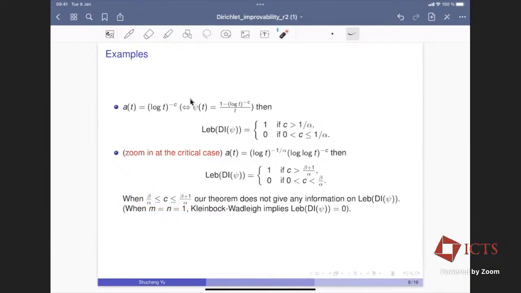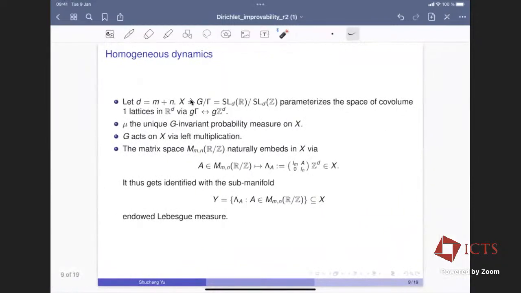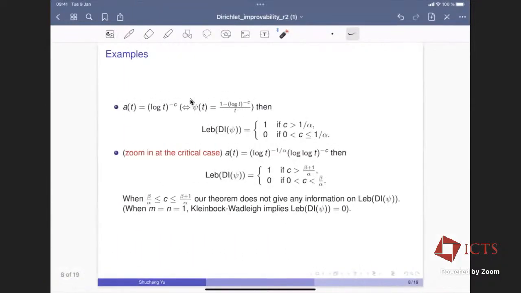Okay, so that's the theorem, and now let me say some words about the proof. As I said, the one-dimensional case uses continued fractions, but in higher dimensions, we don't have that.